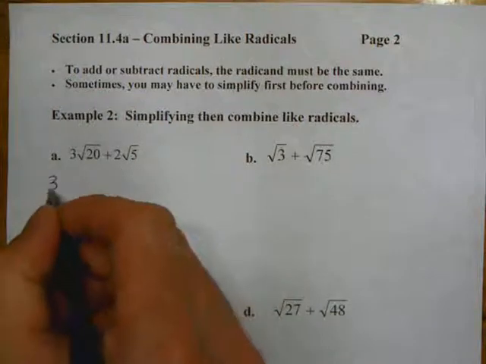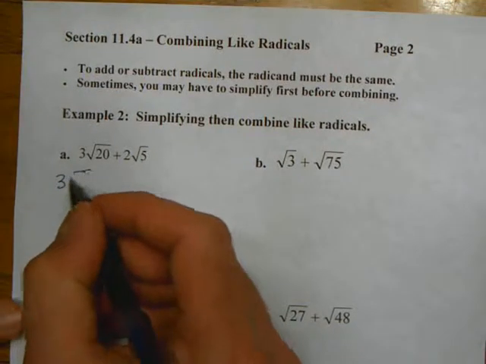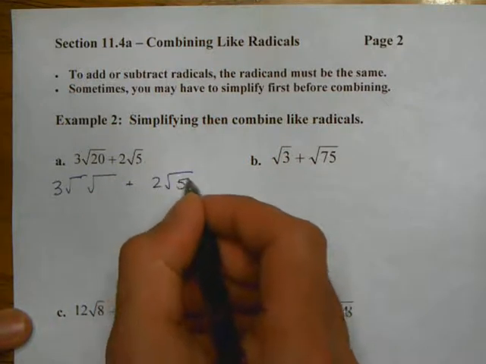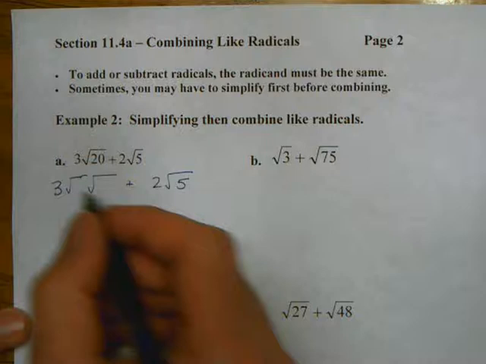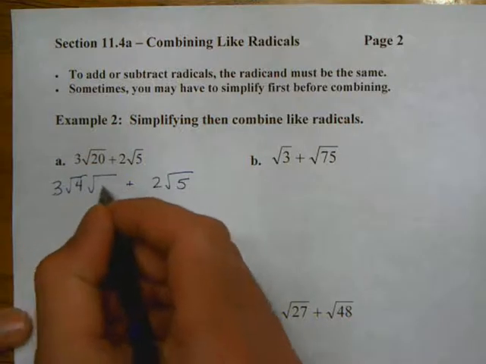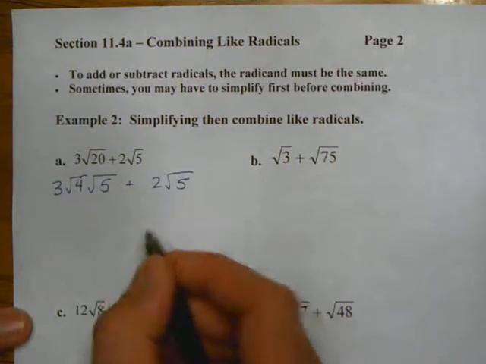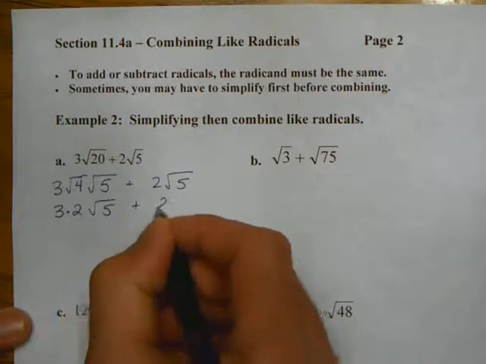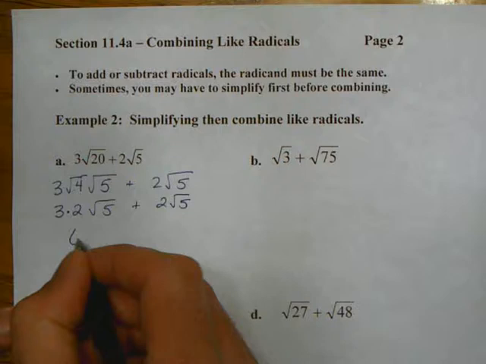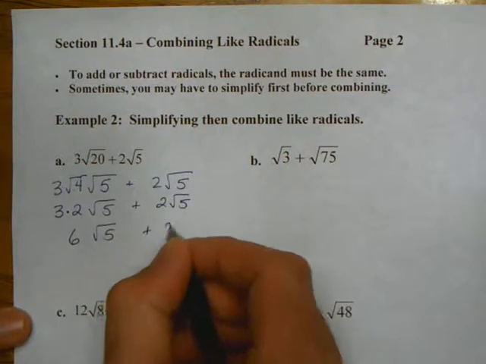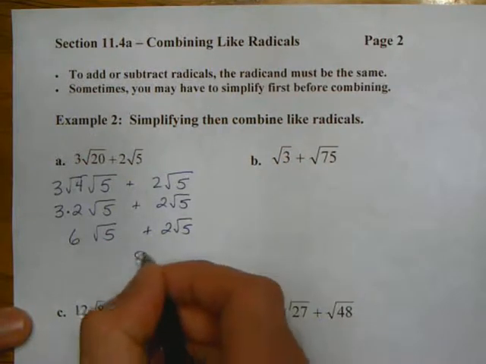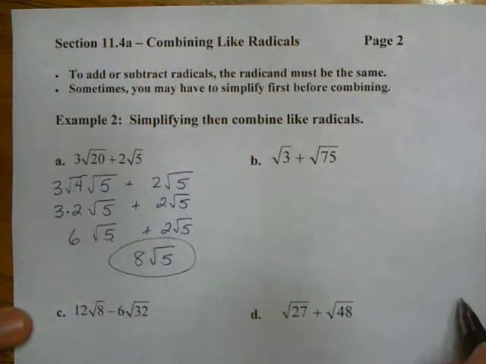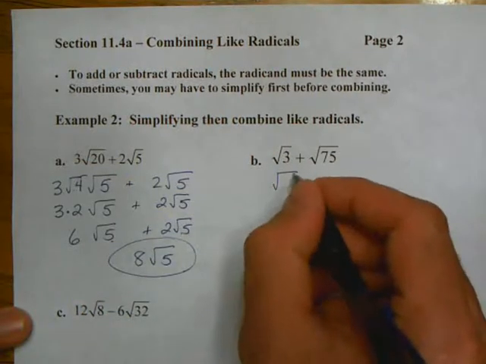In this first case, we're going to try to break down this square root of 20 into a perfect square and what's left over. And then we're going to add that result, hopefully, to 2 root 5. Well, a perfect square that goes into 20 is 4, and 4 times 5 is 20. So that gives me 3 times 2 root 5 plus 2 root 5 at the end, which is 6 root 5 plus 2 root 5. And now you can combine them together since what's inside is the same.